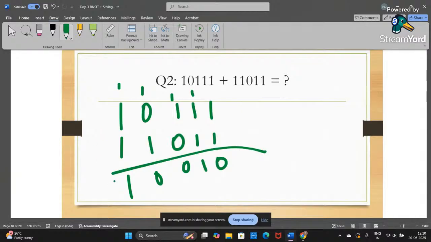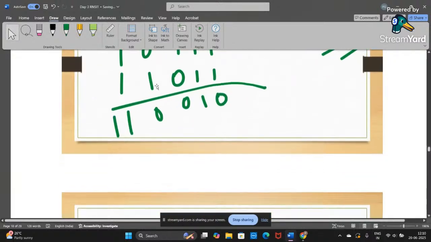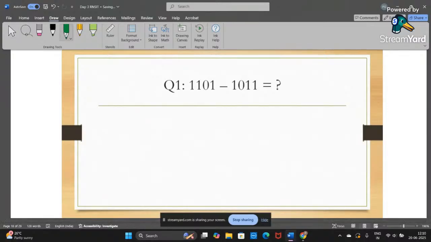There is no other number, so we write both here itself. So the answer for this is 1, 1, 0, 0, 1, 0. This is the answer. Just focus on addition, that is enough. Then subtraction.